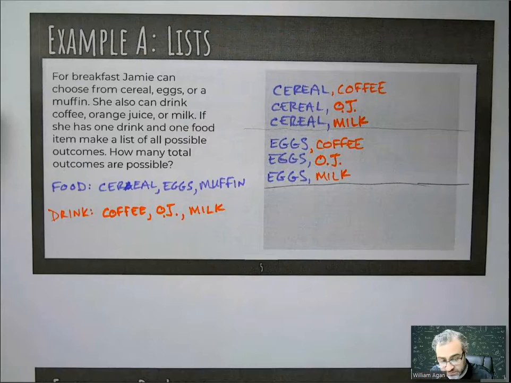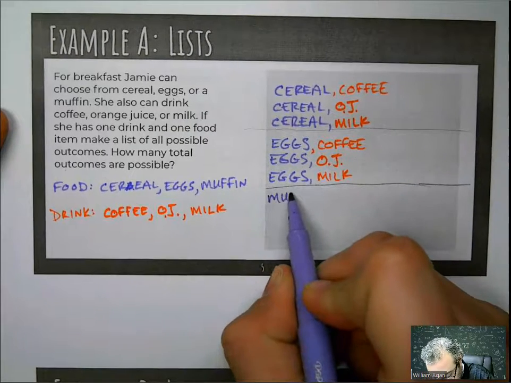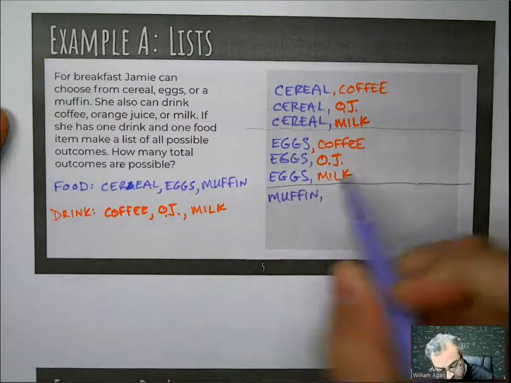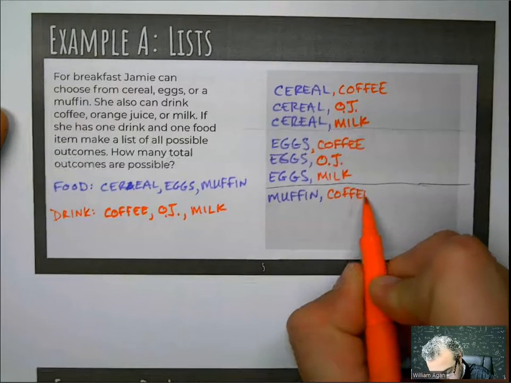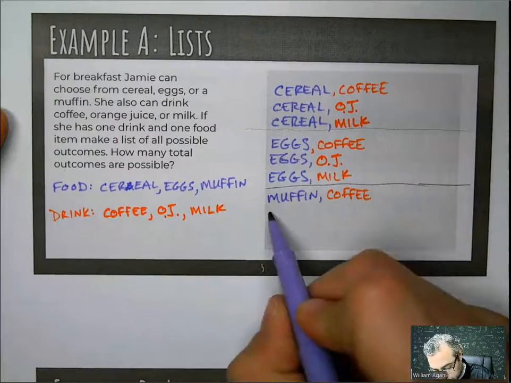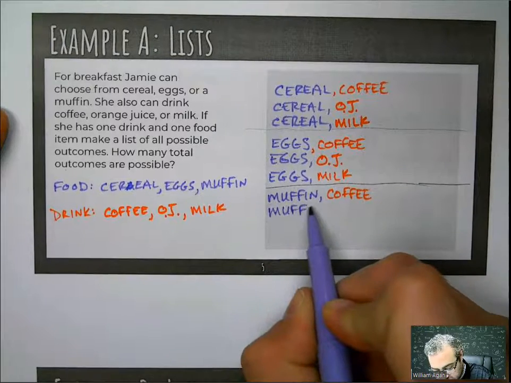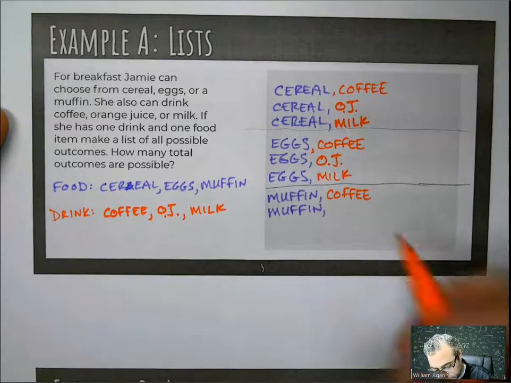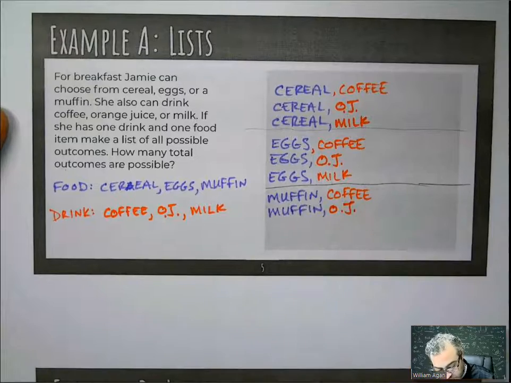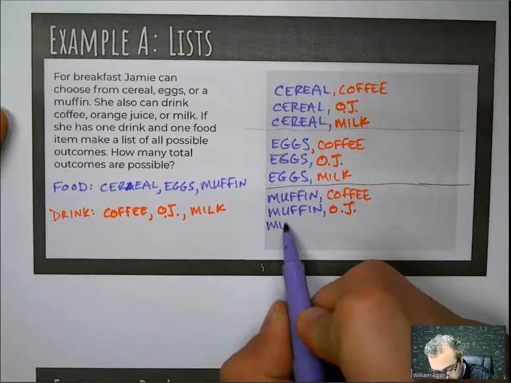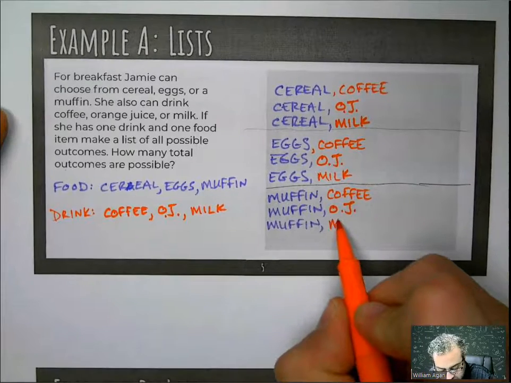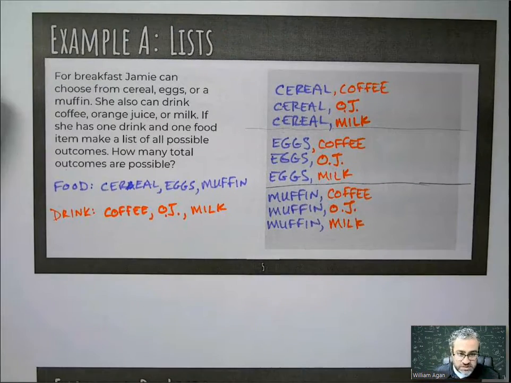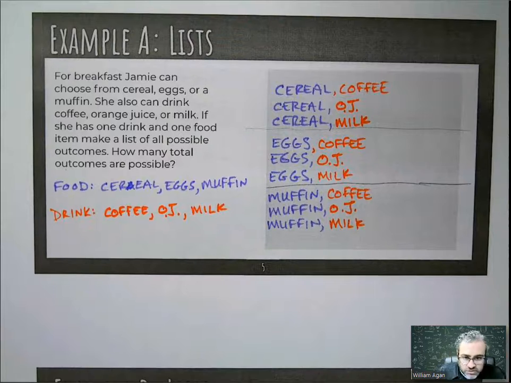And lastly, there's a muffin. She can get a muffin with coffee. She can get a muffin with OJ. Or she can get a muffin with milk. Now, making a list, it takes a little bit of time. It's a lot of writing, but it goes a little bit faster if you're not switching between two different colored pens.